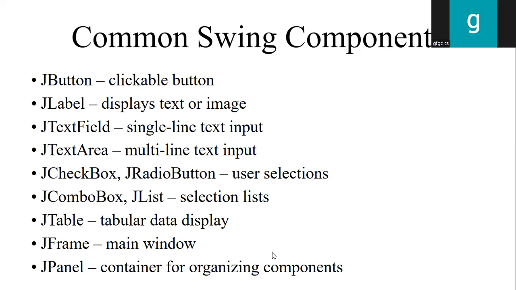First one is JButton, JLabel, JTextField. The J represents the Swing classes. If I write only Button, then these belong to the AWT package. JLabel, JTextField, JTextArea, JCheckBox, JRadioButton, JComboBox, JList, JTable, JFrame, and JPanel are there.